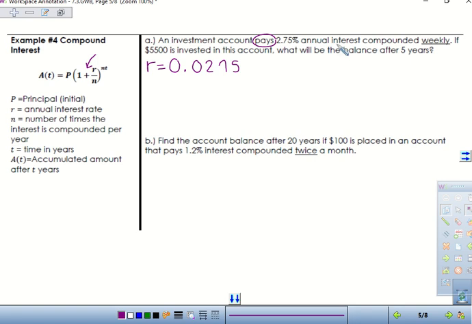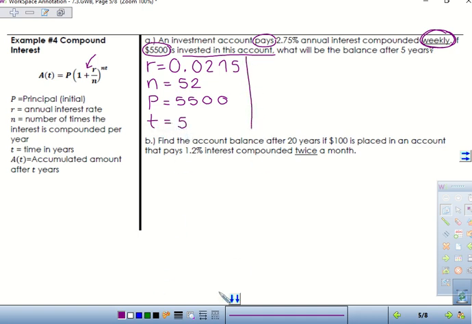Next thing it says is that the annual interest is compounded weekly. What does that mean? Good. You're on the right track. N equals 52, because that's how many weeks there are in a year. Okay? I see where you guys are going with it. So if this amount is invested in this account, that's the principal, that's the starting amount, right? So they're giving you the principal, and then they're telling you the time passed is 5.